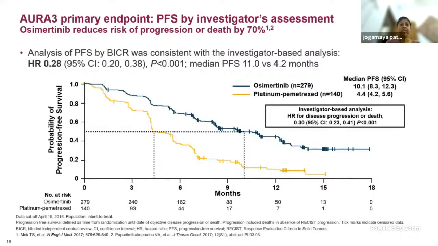When they assessed the primary endpoint, PFS by investigators' assessment, osimertinib reduced the risk of progression or death by 70%. The PFS analysis was consistent with the investigator-based analysis, with a hazard ratio of 0.28. Median PFS in the osimertinib arm was 11 months compared to 4.2 months in the chemotherapy arm, in previously TKI-treated patients. With this impressive hazard ratio of 0.30, it showed almost 70% reduction in progression or death.